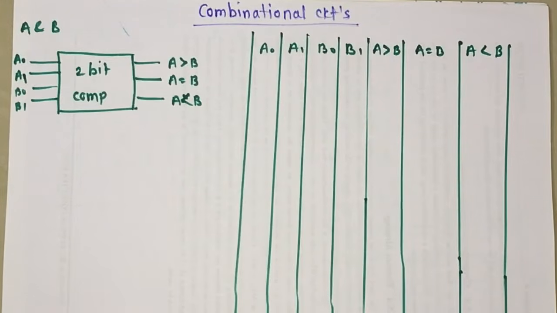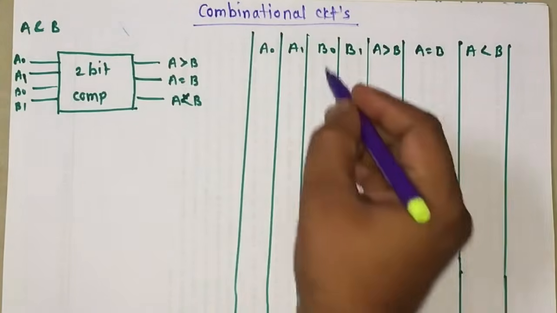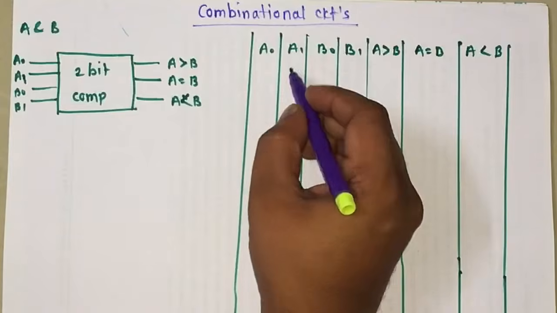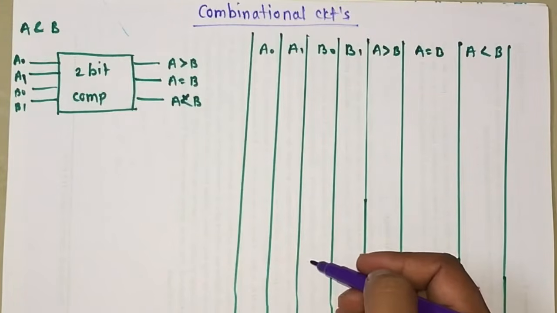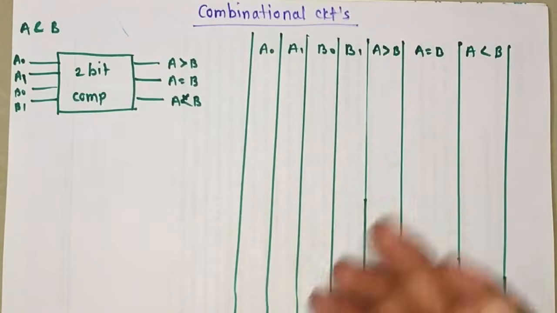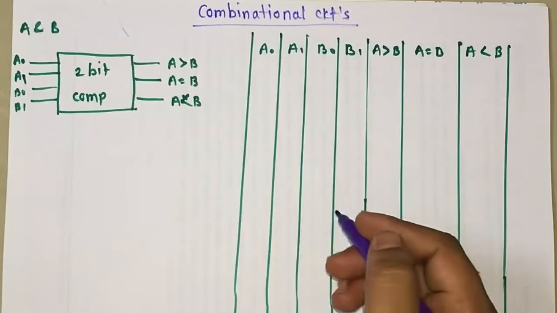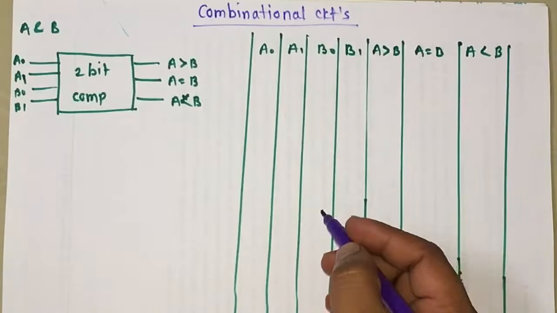Now here 4 inputs are there. As there are 4 inputs, how many combinations are we getting? Total 16 combinations, from 0 to 15.